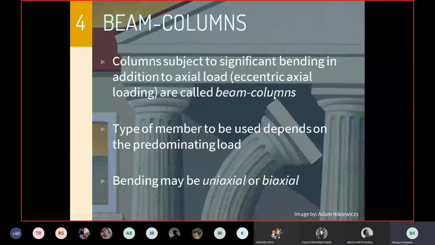Now, it may be designed primarily as a beam or as a column, and then checked for the other aspect. So the type of member to be used depends upon the predominating load. If bending dominates, then it is designed as a beam and checked as a column, and if the axial load dominates, then the other way. And like we looked at in the last lecture, the bending may be uniaxial or biaxial. In very simple terms, if it is an edge column, it will have bending only in one direction, and in that case the column would be uniaxial. However, if it is a corner column, the bending would be in both directions, and the column would be biaxial.